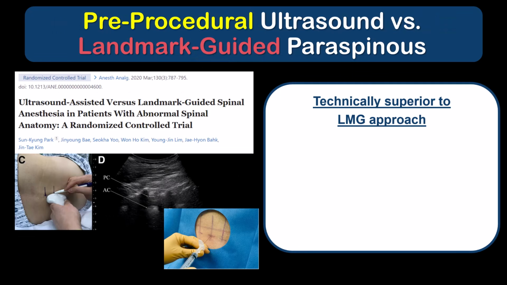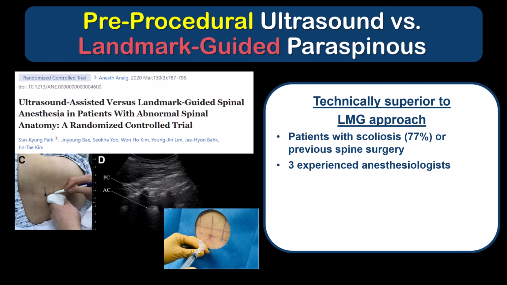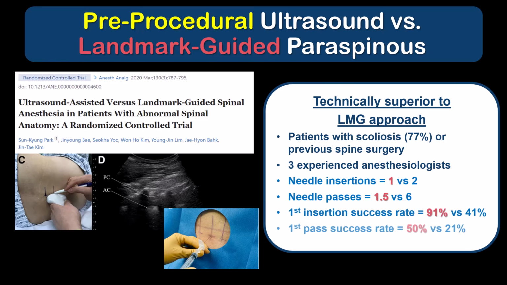Nevertheless, this technique of pre-procedural ultrasound scanning and marking has still been shown to be more effective than a pure landmark-guided paramedian approach. Multiple studies have shown this, but I'll highlight just this one from Park and colleagues in Korea. They recruited only patients with either scoliosis or surgery, with the majority of them having scoliosis. All three practitioners were veteran consultant anesthetists with experience in both procedures, and what they found was that ultrasound pre-scanning resulted in fewer skin insertions and needle passes, as well as higher first attempt and first pass success rates.